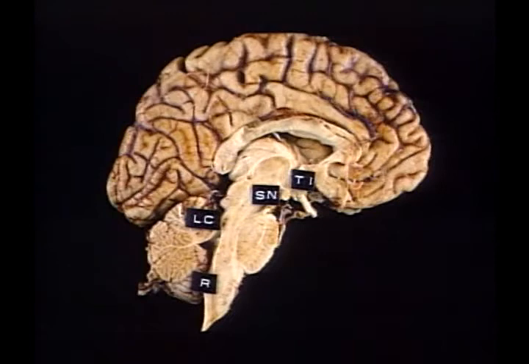The LC stands for locus ceruleus. That is where norepinephrine is produced. And the R stands for raphe. That's where serotonin is produced. Dopamine, norepinephrine, and serotonin are three of the major neuromodulatory transmitters that control a myriad of functions in the brain. And those are the centers that are damaged in aging, Alzheimer's disease, and Parkinsonism.